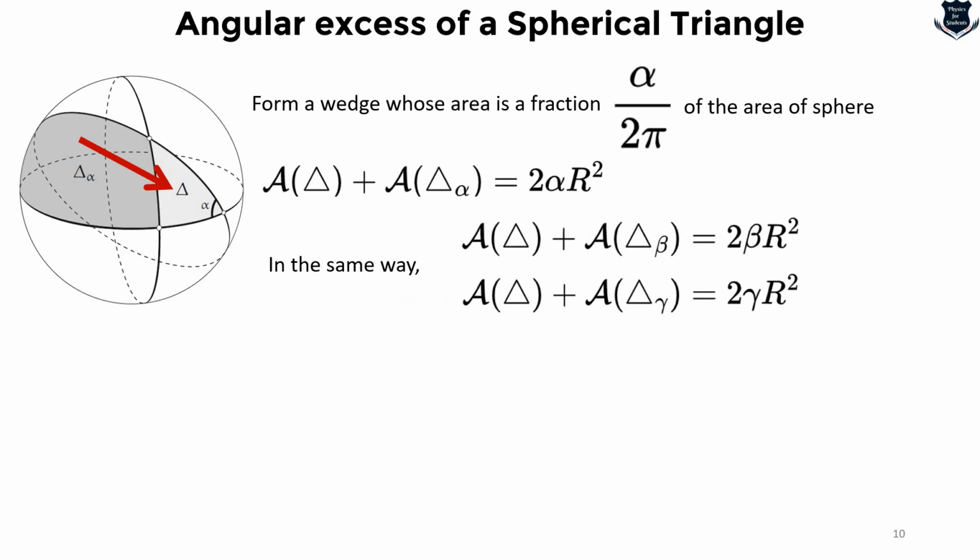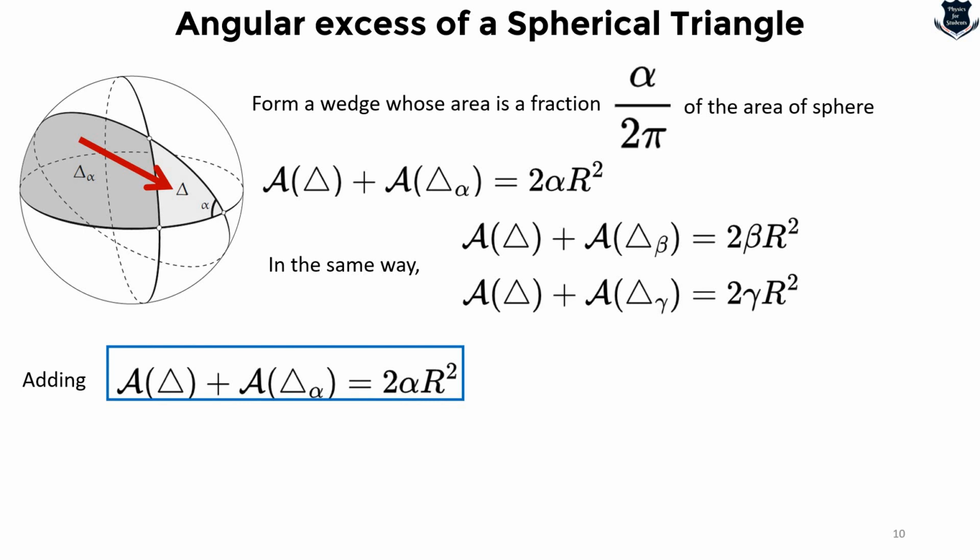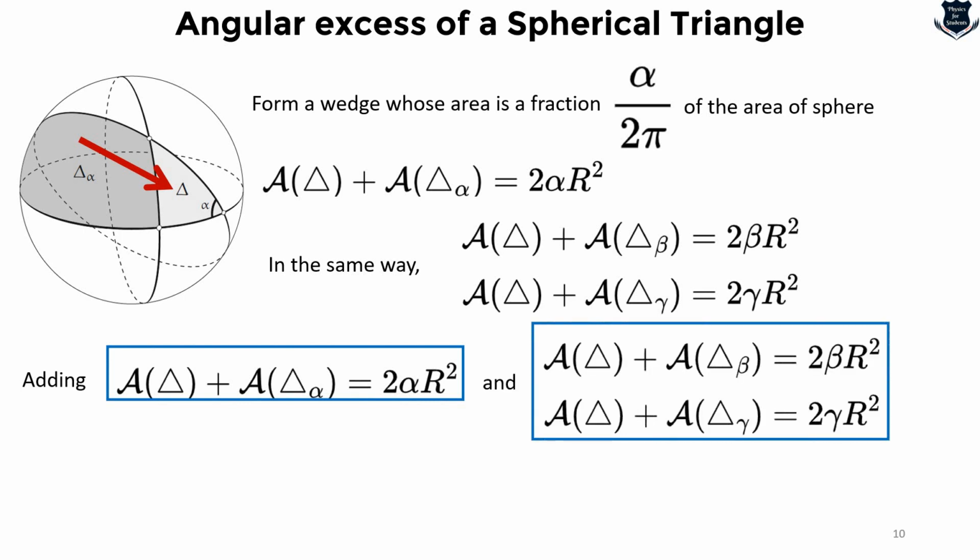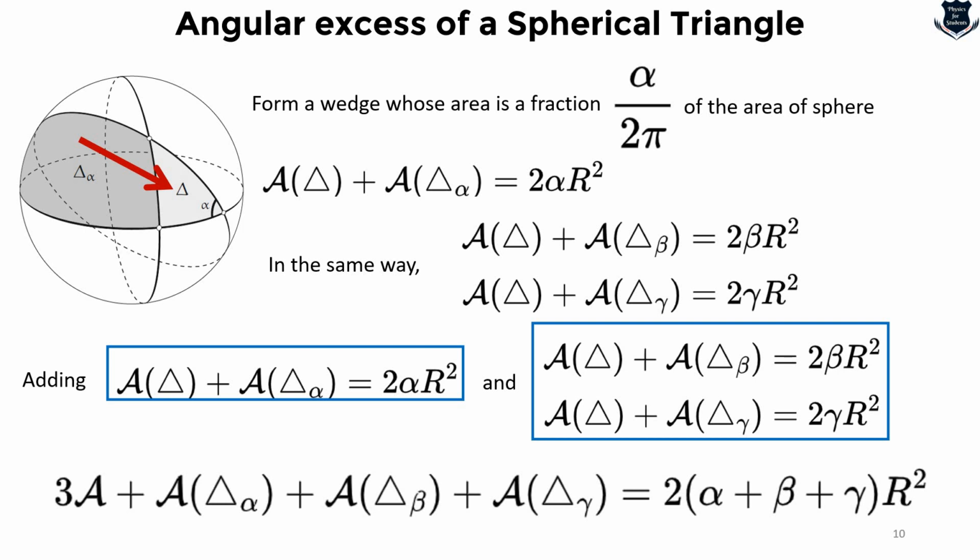From here we get this one, and similarly if we add the other two, we will get 2 beta r squared and 2 gamma r squared. Remember, the capital R is the radius of the sphere, and if we add these equations, this one plus this one, we get a big equation. You can just do the algebra and the mathematical calculation simply.